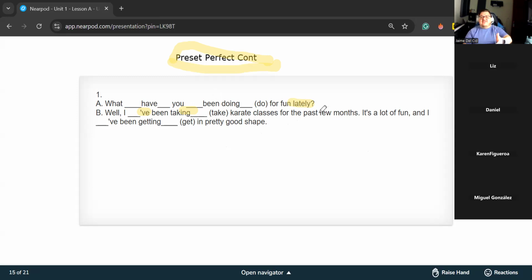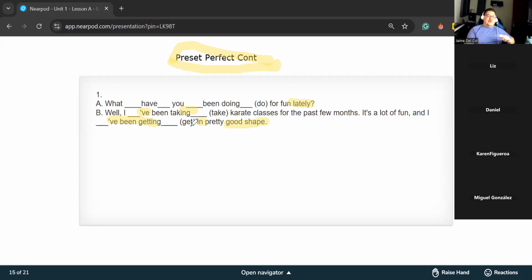Like, if I ask you, what have you been doing at night? Well, I have been taking some English classes for the past few months, right? It's a lot of fun, and I've been getting in pretty good shape. Remember that good shape is ponerse en forma, right? Ponerse en forma. It's a lot of fun and I've been getting in pretty good shape. Es muy divertido y me he estado poniendo en forma.